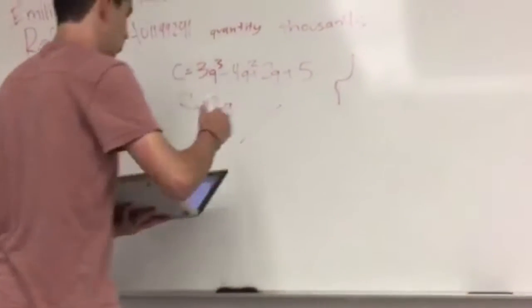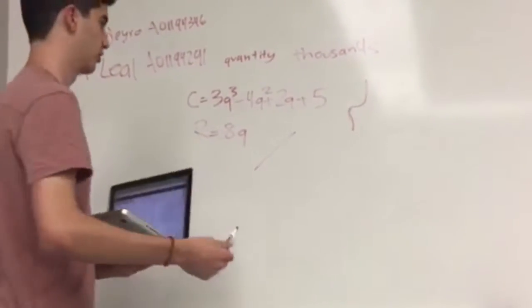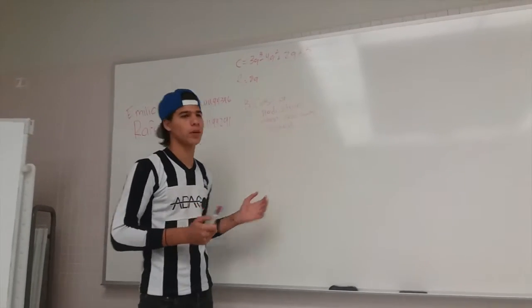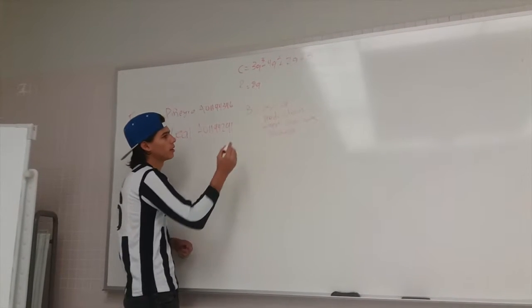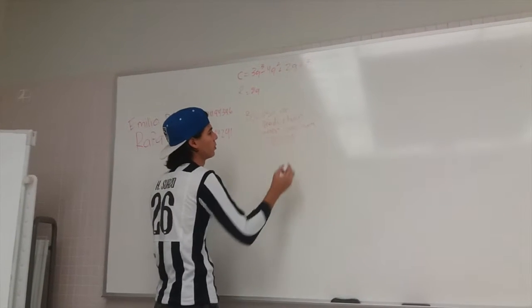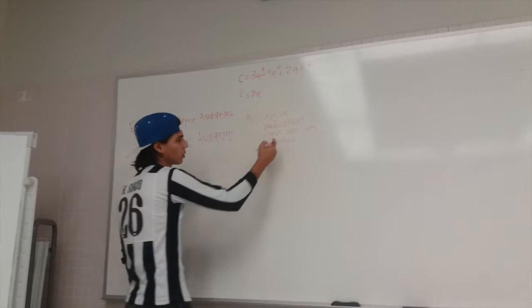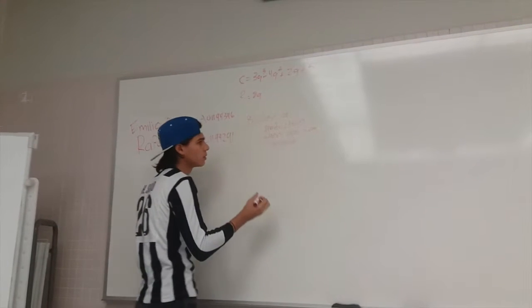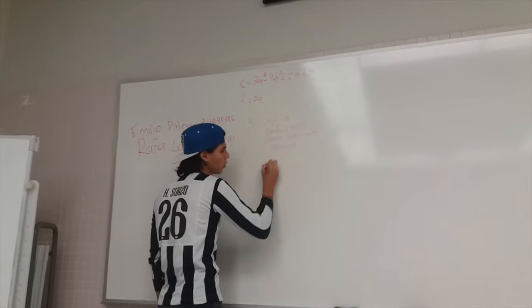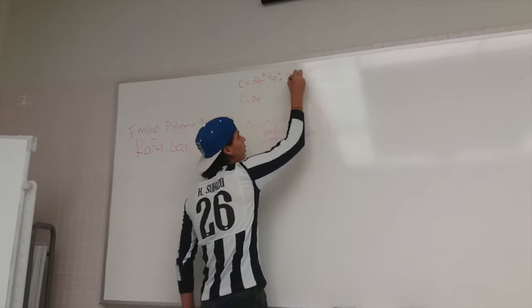So now we're going to start with the first problem, and I will answer question number 1. That is the cost of production when 1,000 units are produced. So we know that Q is measured in thousands, so we will only use 1, and we will plug it in for Q.